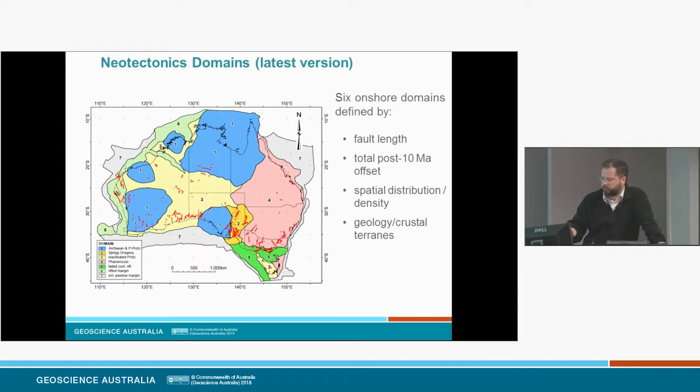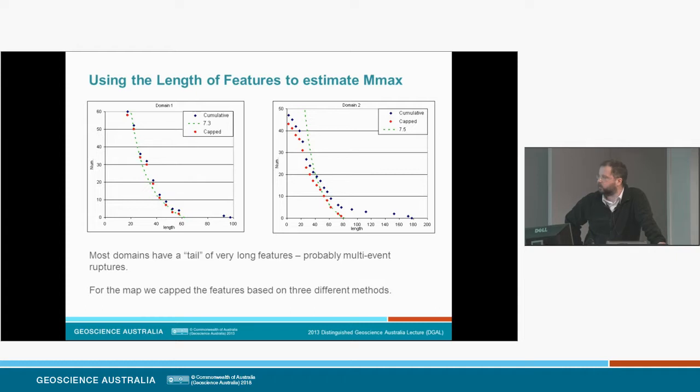So let's look at domain 1, which is all the blue areas, and let's do some statistical analysis. This plot shows the number of features, n, on the y-axis as a function of their length. So in domain 1 we see about 60 features which are 20 kilometres or longer, going down to about 5 features which are 60 kilometres or longer, and a couple of features which are 80 to 90. Now it can be shown that if the distribution obeyed the tapered Gutenberg-Richter with a maximum magnitude of 7.3, we would expect the green dashed line, which actually fits the data remarkably well. There are a couple of outliers, those two very long features, and if we remove them from the catalogue, you get the red dots, which is an even better fit to that particular theoretical model.